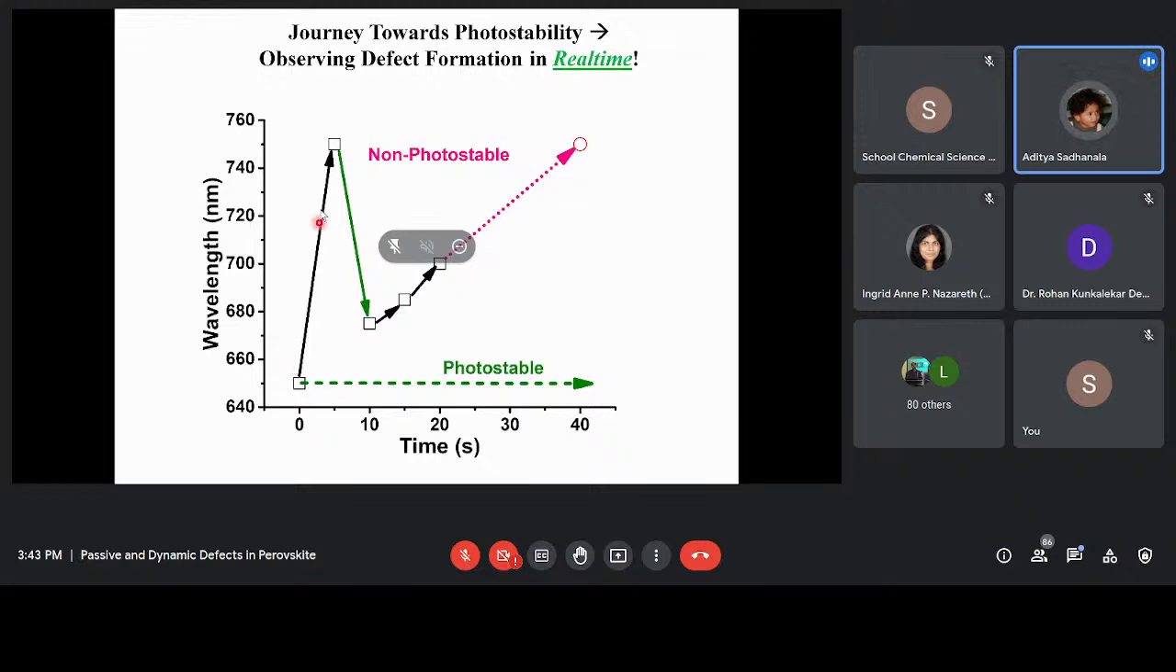So here the frequency is around, let's say, 20 seconds. So this is the frequency we get for this resonance. And when you become completely photostable, you will just see a straight line. There will be no change in emission at all. Okay, so this is what it is.